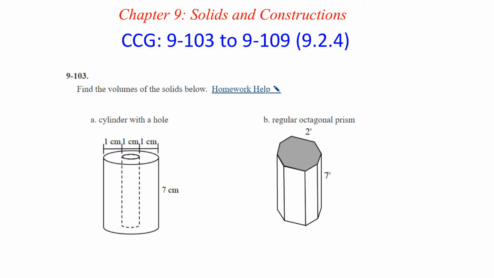First one we're looking at is a cylinder with a hole. So we'll find the entire cylinder's volume, and then we'll find the hole's volume, and then we'll basically just subtract those two to figure out what the cylinder is without the hole in it, or with the hole in it.